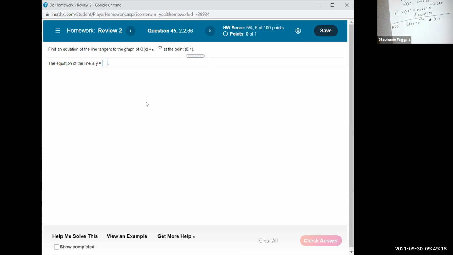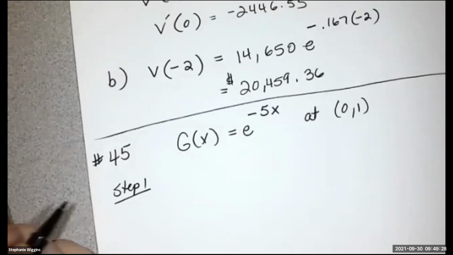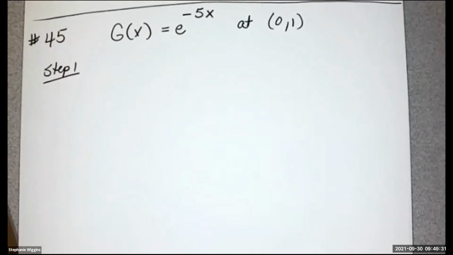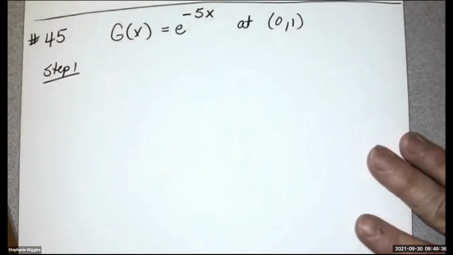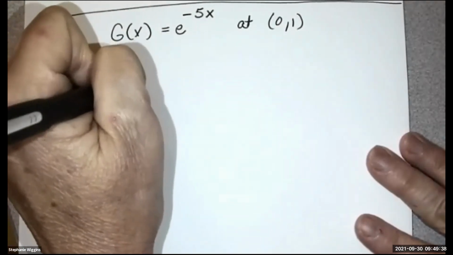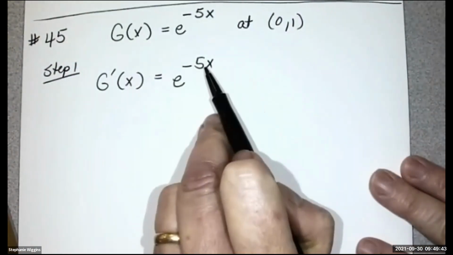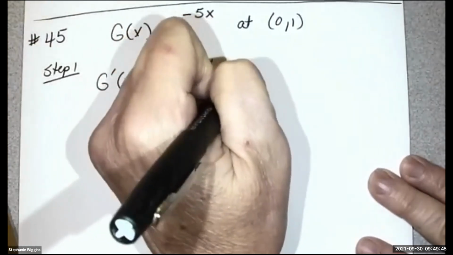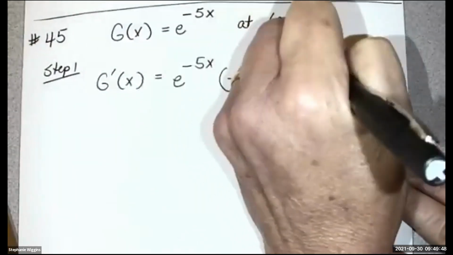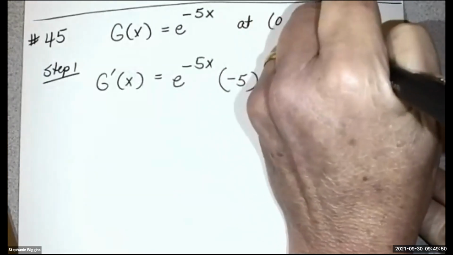Now, the first step in doing these tangent line problems is to find the derivative. So I'm going to do that here for this function. And to find the derivative of an exponential function base e, you copy what you see. So it's just e to the -5x. And then you multiply by the derivative of the exponent. We're going to multiply by -5.